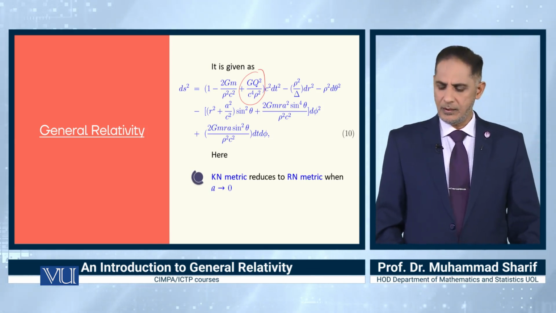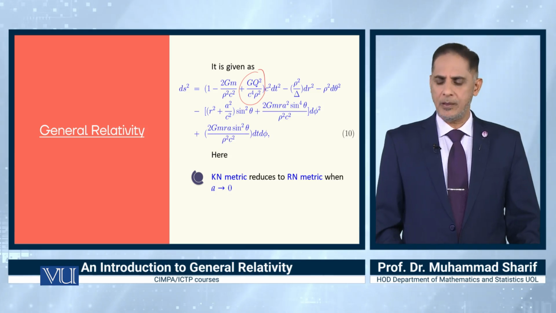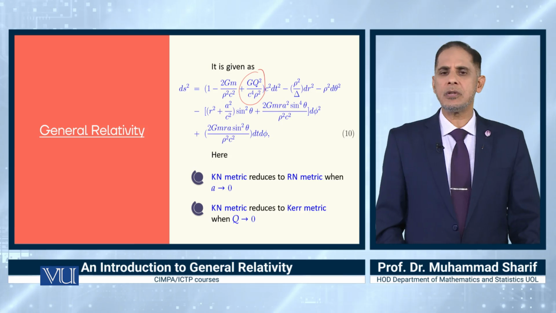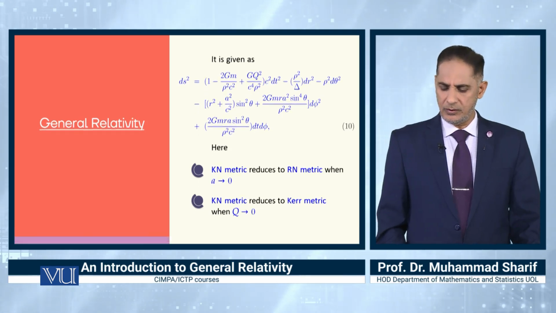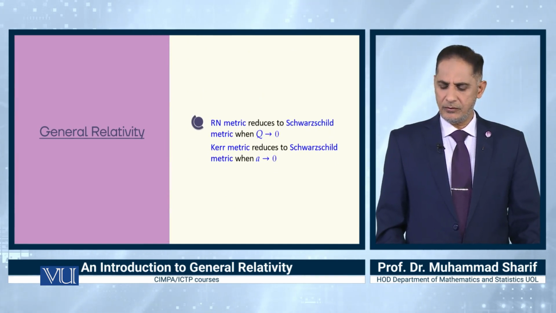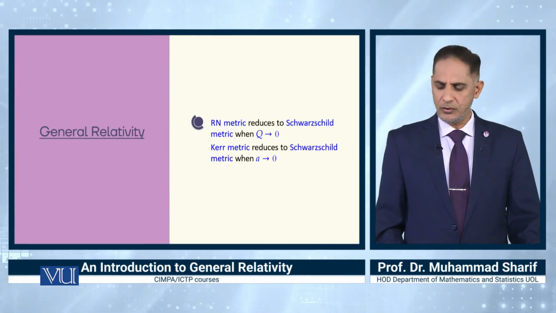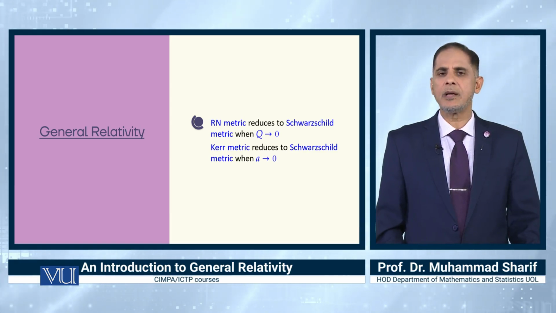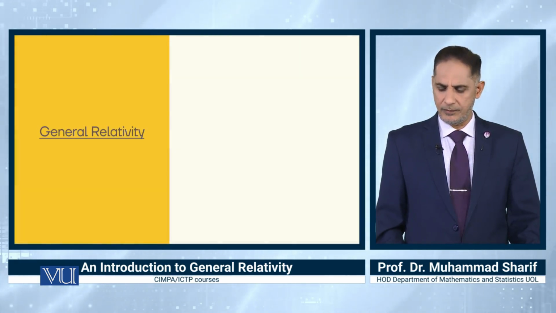The Kerr-Newman metric reduces to the Reissner-Nordström metric when we take the rotation parameter to be 0. This metric reduces to the Kerr metric when we take Q is 0. Further, we can see that the RN metric reduces to the Schwarzschild metric when Q is 0. And finally, the Kerr metric reduces to the Schwarzschild metric when the rotation parameter is 0.